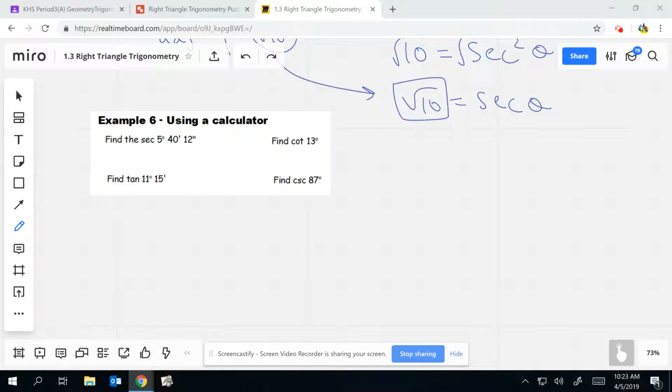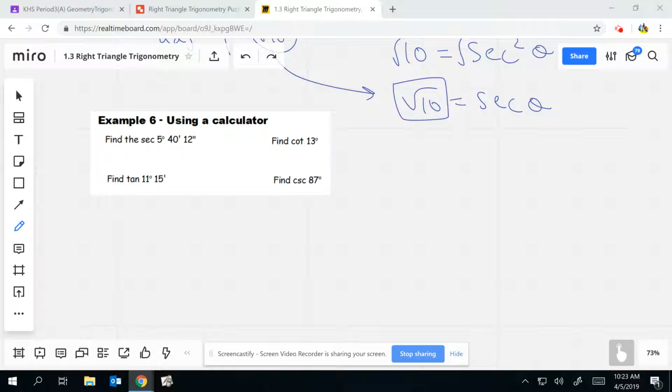All right, example 6. I just want to make sure you can get it into the calculator correctly. So if I was you, I would have a calculator and I would be practicing these with me, because you don't want to get to a test or quiz and one of the easiest ones is just plugging it in and you get it wrong.